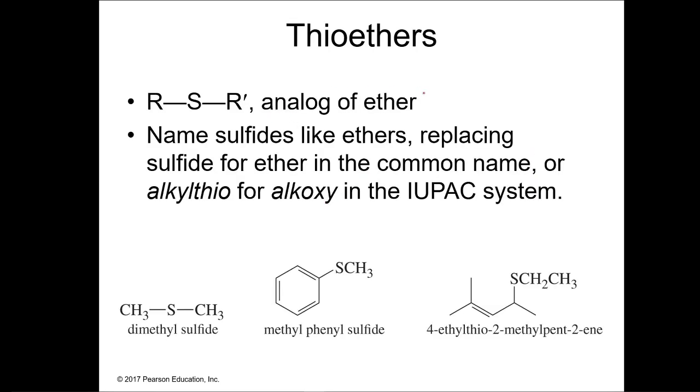Thioethers, just like thiols are sulfur analogs of alcohols, thioethers are sulfur analogs of ethers. You name the sulfides the same way, except instead of alkoxy, it's alkylthio. So you could also call it sulfide, right? You can do it the same way. So dimethyl sulfide, methyl phenyl sulfide instead of ether. But the IUPAC way you would name this, okay? So you got your 1, 2, 3, 4, 5 pent, okay? The ene, so we got 2-methyl, 2-ene, and then 4-ethylthio.